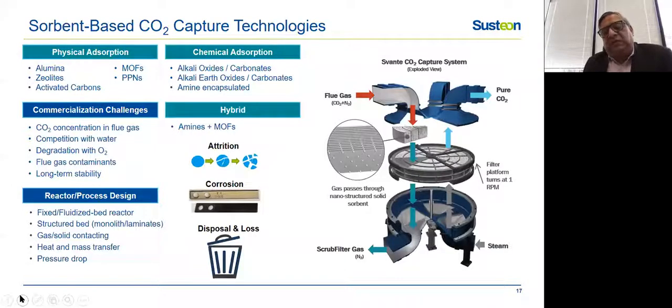So one example I want to give you, a commercial example, is the technology which was developed by Svante. I think they're running this at 30 ton per day scale. This is a rotating absorption machine, using a heat exchanger design, where it rotates slowly between absorption, regeneration, and purging. And they got a 30 ton, and now they're scaling it up to a 2,000 tons per day system.